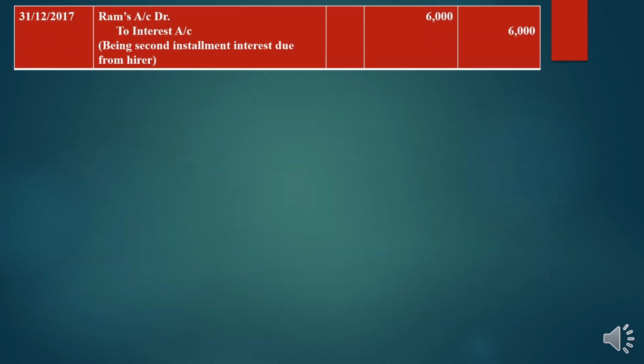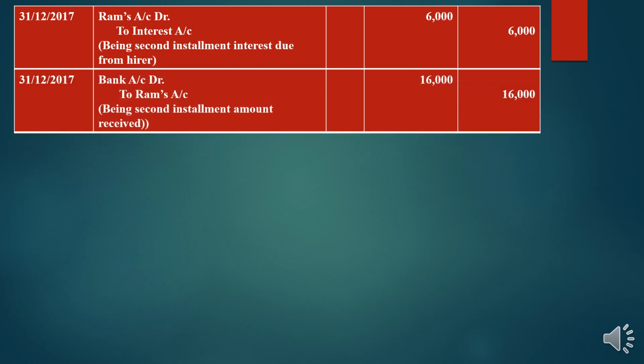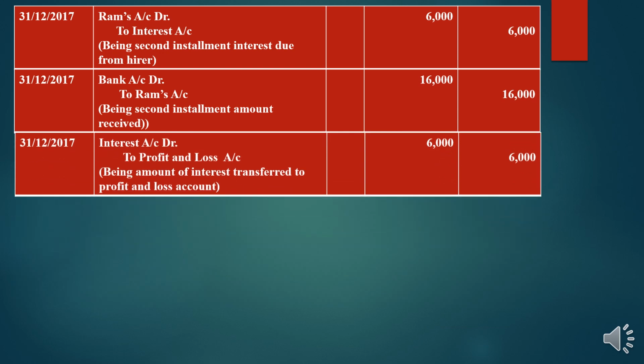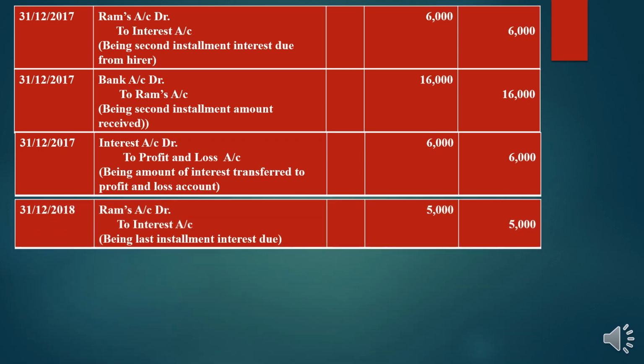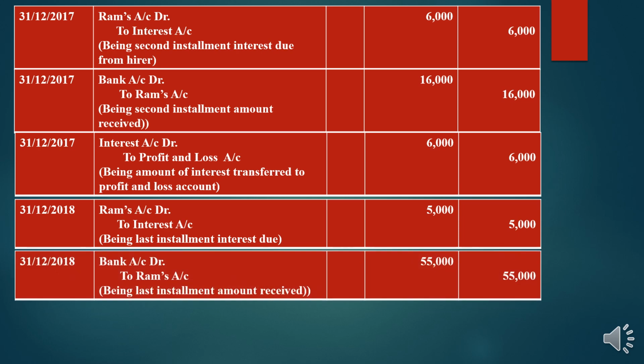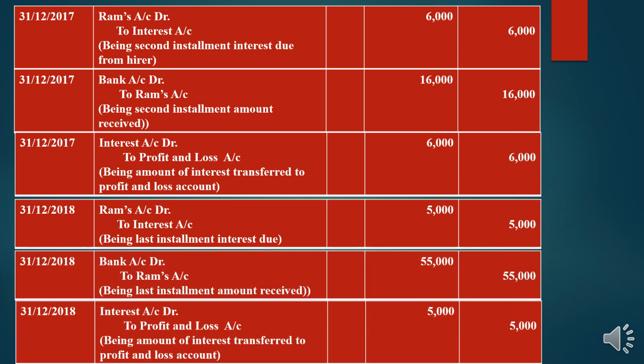Later, for the next years, 2017 third, fourth and fifth, they are going to repeat for the remaining years. Here, Ram's account for interest amount due, then the installment amount received, then transferring the interest to profit and loss account. Again, these three journal entries are going to repeat for the last year too. For 2018, Ram's interest amount due, installment amount received, and transferring the interest to profit and loss account. So very simple. Thank you.